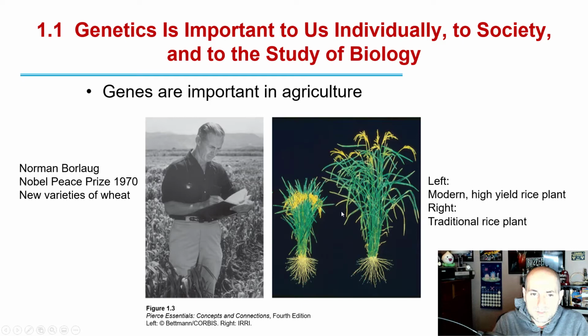Look at the right here. This is a rice plant. This is a traditional rice plant on the right. You can see here that it doesn't yield much rice, but then here's a high yield rice plant. You see a genetic variant of that plant. So the ability to identify favorable traits in these plants, in crops, and then select for those and use those to increase food supply. This is an amazing use of genes.